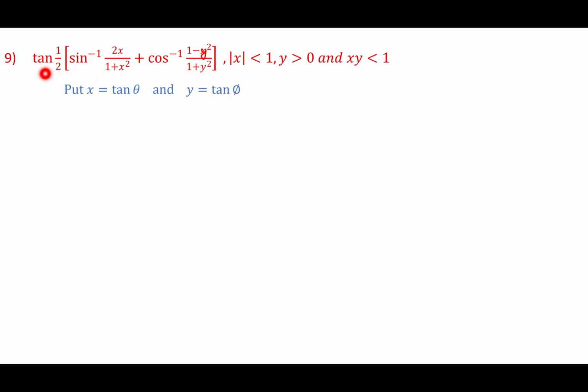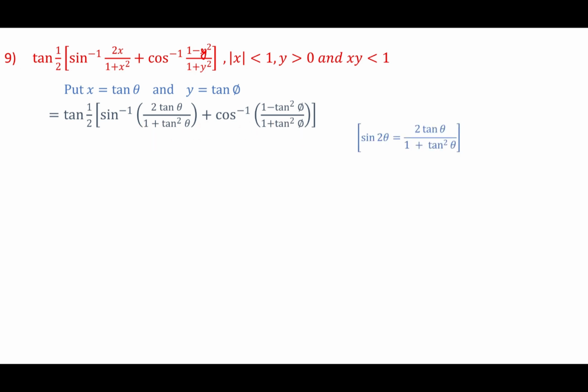So this will be like this. In place of x, I wrote tan theta. If it is x square, I wrote tan square theta. If it is y square, I wrote tan square phi. It will be like this. And we know sine 2 theta is 2 tan theta by 1 plus tan square theta, and cosine 2 theta is 1 minus tan square theta by 1 plus tan square theta. So in this place, I will write cosine 2 phi, and in this place, I will write sine 2 phi. It will be like this.